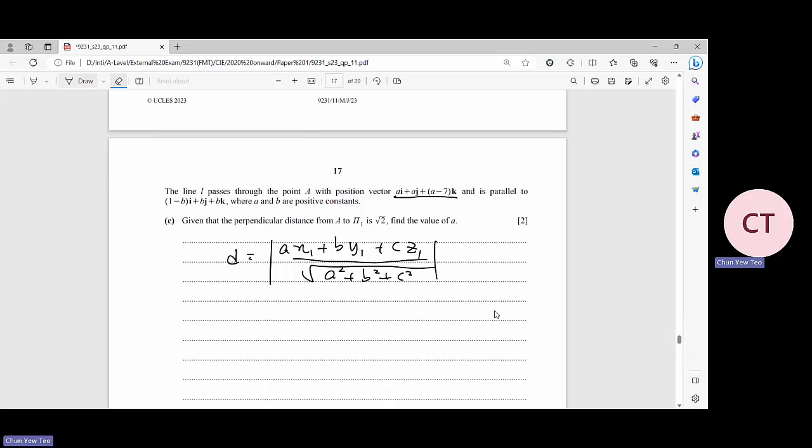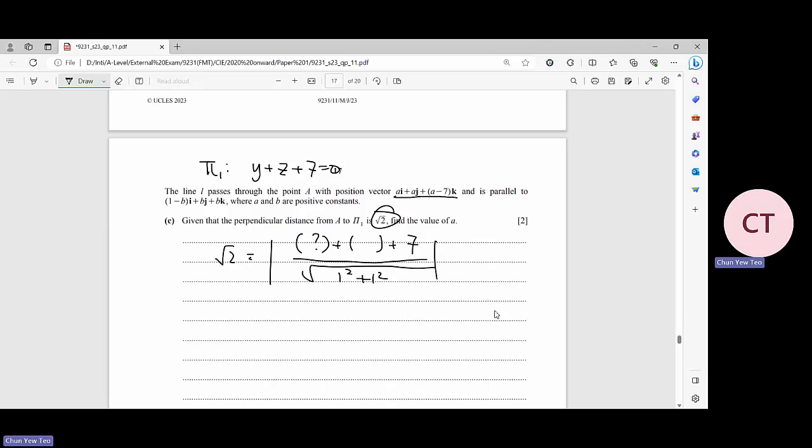But the pi 1 just now, we have the pi 1 from part A. The answer, the equation of the plane, is y plus z plus 7 equal to 0. So what I need to do is just write down here: y plus z plus 7, over the square root of 1 squared plus 1 squared. And then they're telling you that this is square root of 2. So the d is square root of 2.